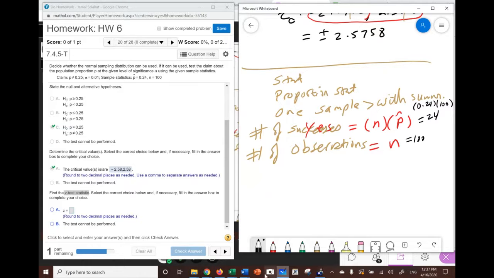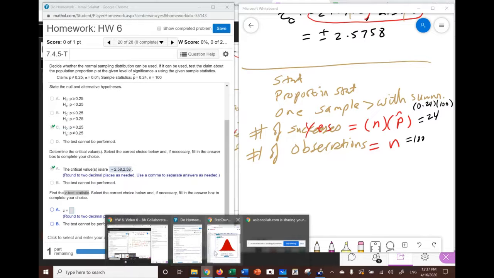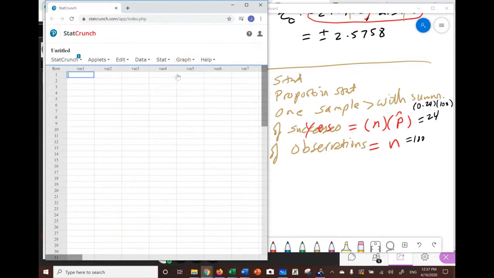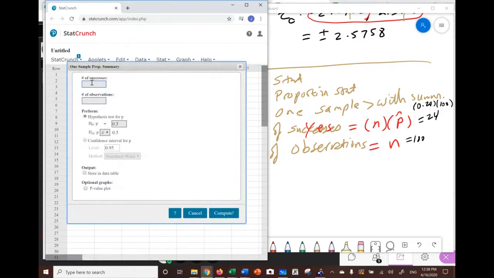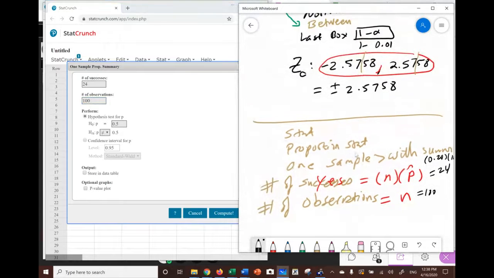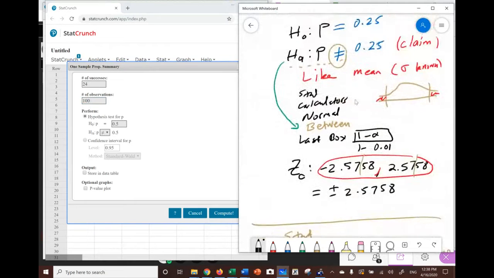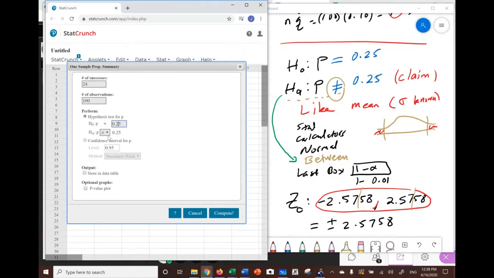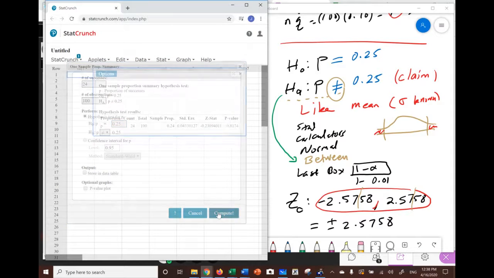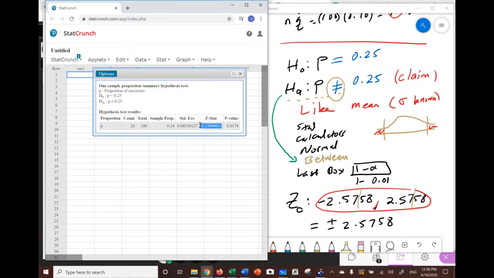So if I go to StatCrunch and just fill in all the information that I have, again, let me go back and start from the beginning. Stat, Proportion Stat, One Sample. And again, I go with Summary. Number of successes is 24. Number of observations is 100. And I need to fill in the test. Notice that the test is the test from earlier here, so I just need to match that test. This is going to be 0.25 and not equal 0.25, and hit Compute. And that is the z-stat that they're looking for.